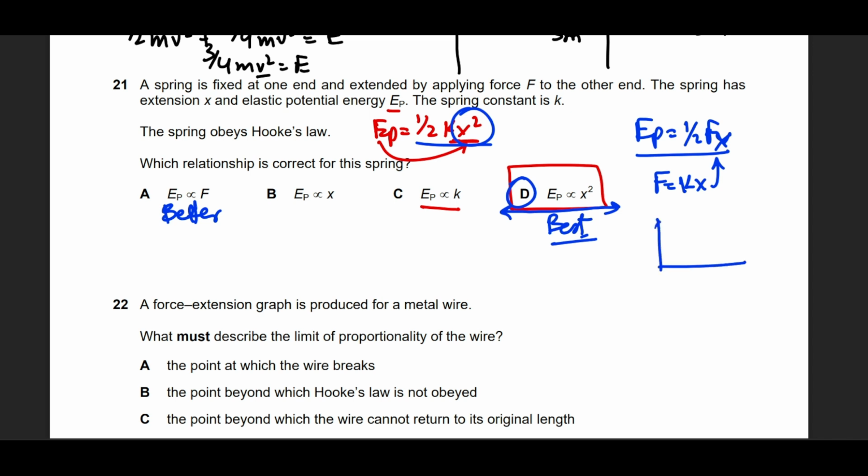And if the graph was given, for example, with the extension and elastic potential energy, this would go something like this, right? With an equation of y proportional to x squared, the parabola.